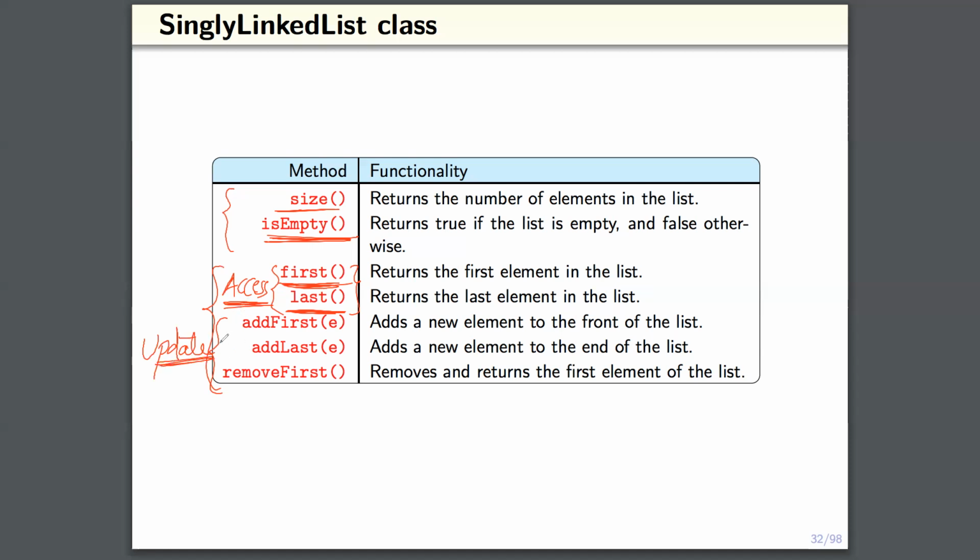So these are update methods. You are changing the data structure, right? Reading the data structure and changing the data structure. Adding a first element, or adding the element at the first position, adding an element at the last position, removing the first element, removing the last element. So here we have not shown removing the last element. You can have it, but later we will see that it is slow. If you have it, it is slow, but you can have it, right? You can have any number of functions.